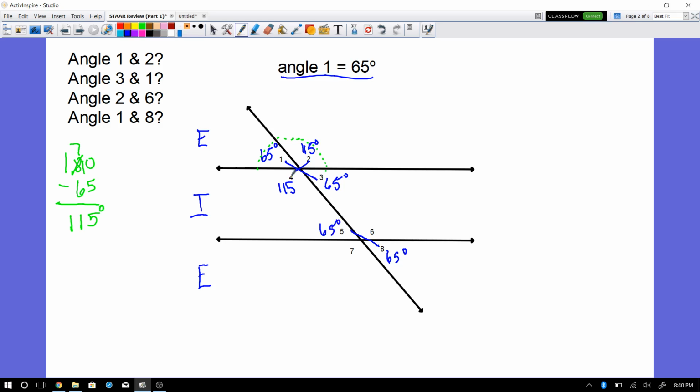We could also switch it up and start from angle 4 and say alternate interior, because they're inside of the parallel lines and they're on the other side of the line that intersects them. So 115 will be also at angle 6. Go vertical from there, 115. Pretty straightforward. Basically all you're doing is, do you know the vocabulary?